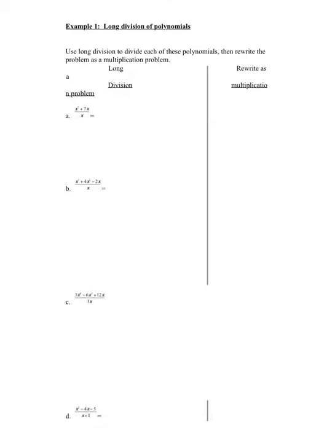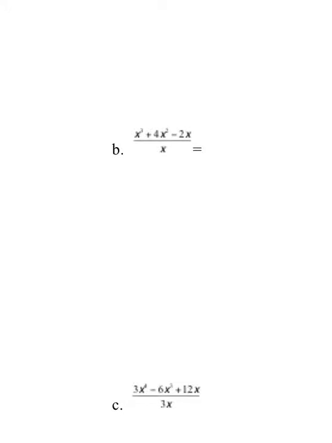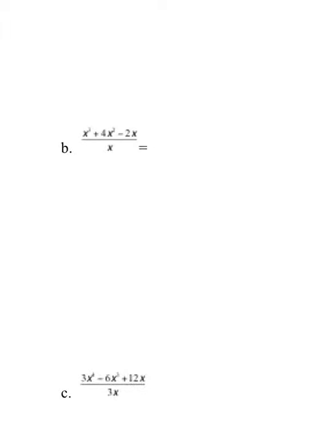Someone asked when I did B, why don't you just cancel out an X on everything? Well, the answer is you could, but this is a different technique that we're going to do. We're going to divide, in this case, just the X into the number on the top. So X goes into X to the third plus 4X squared minus 2X. X goes into the X to the third, X squared times. X squared times X is X to the third.